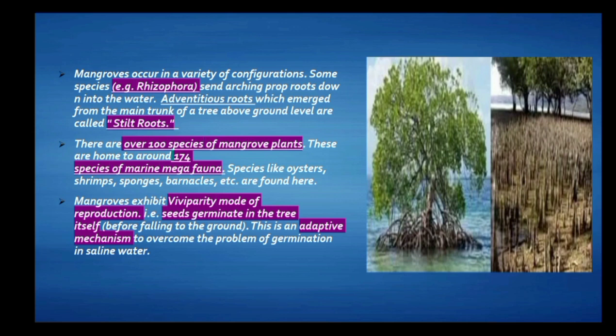Mangroves exhibit viviparity mode of reproduction, that is, seeds germinate in the tree itself before falling to the ground. This is an adaptive mechanism to overcome the problem of germination in saline water.